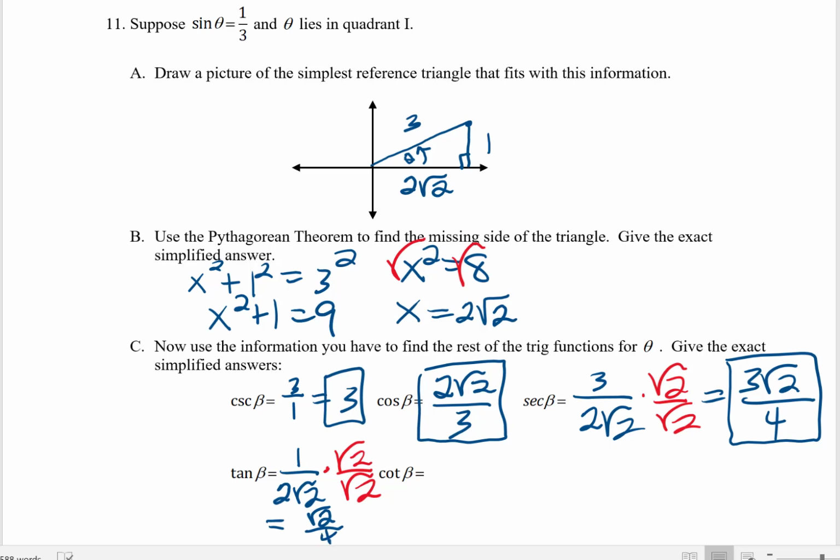Cotangent theta is the reciprocal of tangent. I could reciprocate the final answer, but it looks like it would be easier if I reciprocate that original version, the 1 over 2 root 2, because when I turn that upside down, it's already simplified. In fact, I don't even need the fraction on that one. It would just be 2 root 2 as the final answer. Once you have the picture, you have the trig ratios.